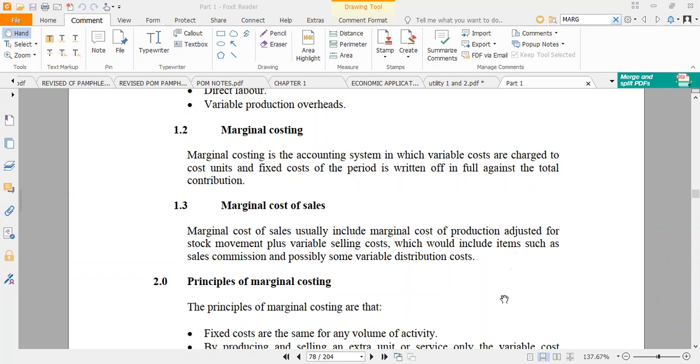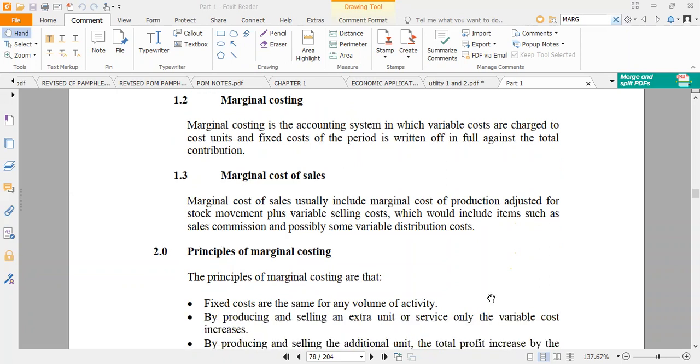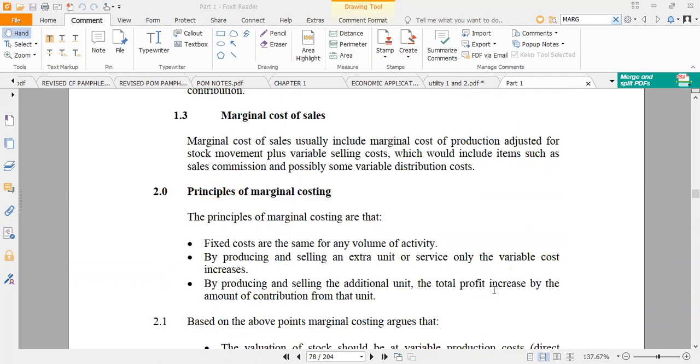So we get into the principles of marginal costing. Marginal is anything to do with variable costs, and fixed costs are the same for any volume of activity, because the fixed cost does not vary with production. By producing and selling an extra unit or service, only the variable cost increases. And by producing and selling additional units, the total profit increases by the amount of contribution from that unit.